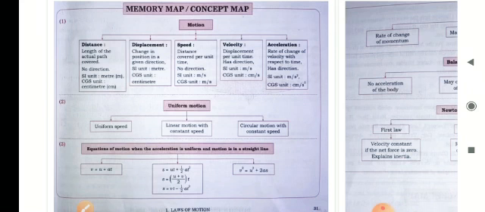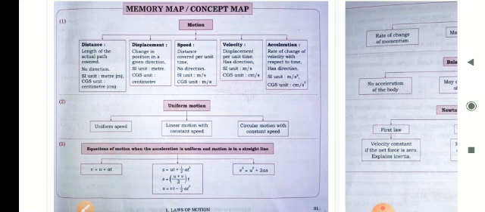Displacement. Displacement is change in position in a given direction. SI unit is meter, CGS unit centimeter. Speed. Distance covered per unit time. No direction. SI unit meters per second, CGS unit centimeters per second.